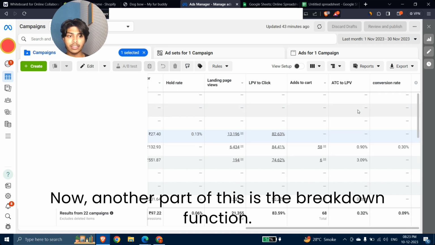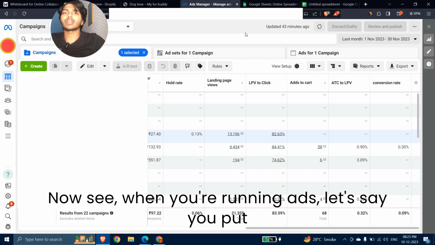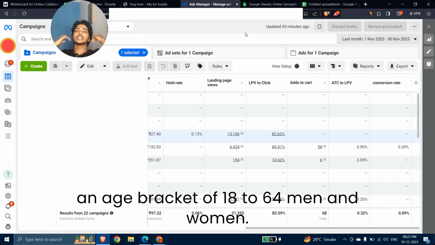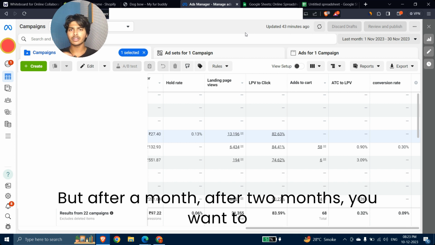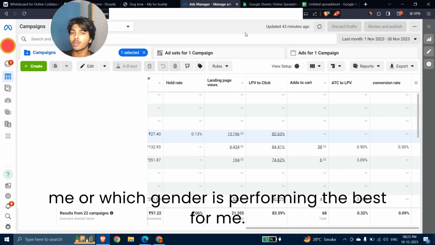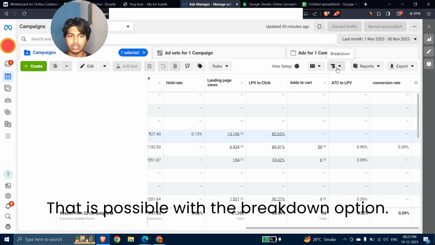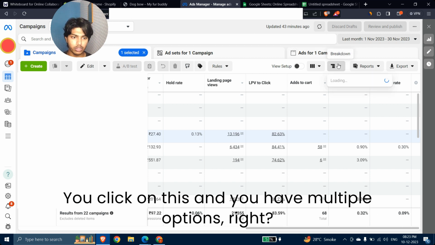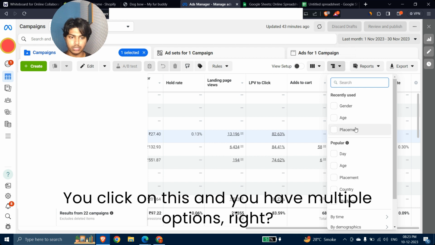Now, another part of this is the breakdown function. When you're running ads, let's say you put an age bracket of 18 to 64, men and women, right? But after a month, after 2 months, you want to see which age group is performing the best for me, or which gender is performing the best for me. That is possible with the breakdown option. As you can see here, this is breakdown. You click on this and you have multiple options, right?